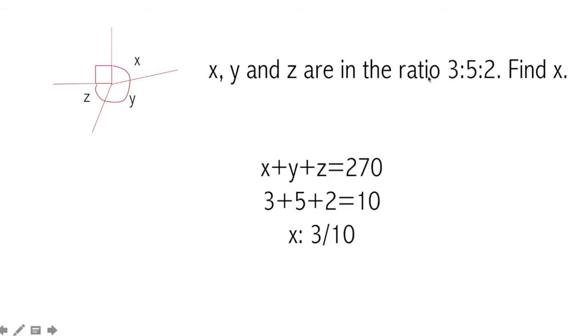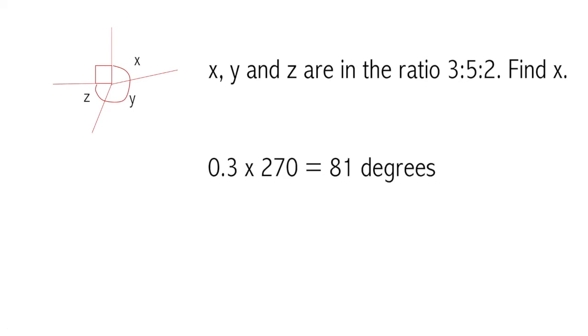Now we just solve it as a normal ratio question. The ratio is 3:5:2. This means there are 10 parts to it, out of which x is 3 parts. So x is 3 by 10th of 270, which is 81 degrees. Now note that this diagram is not to scale, so just pay attention to the numbers over here.